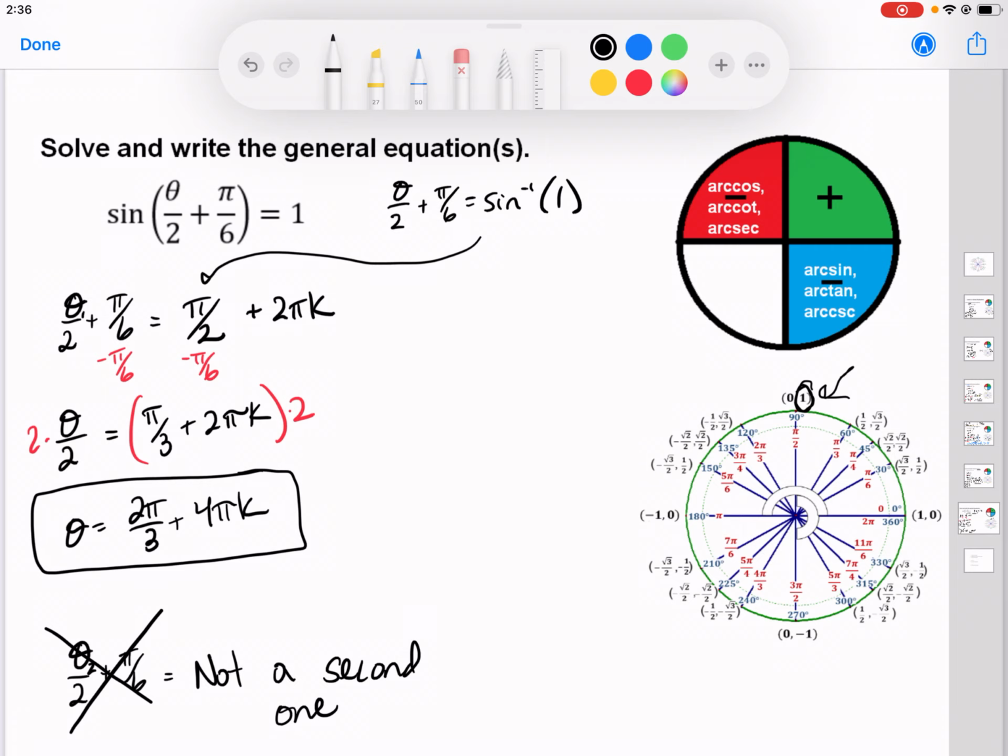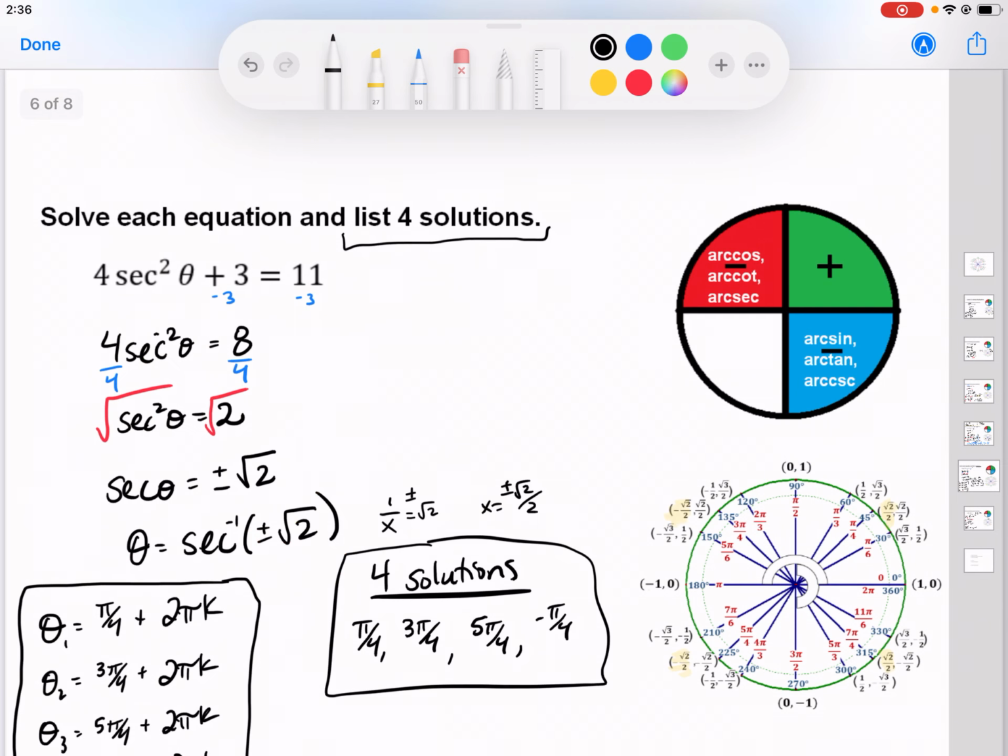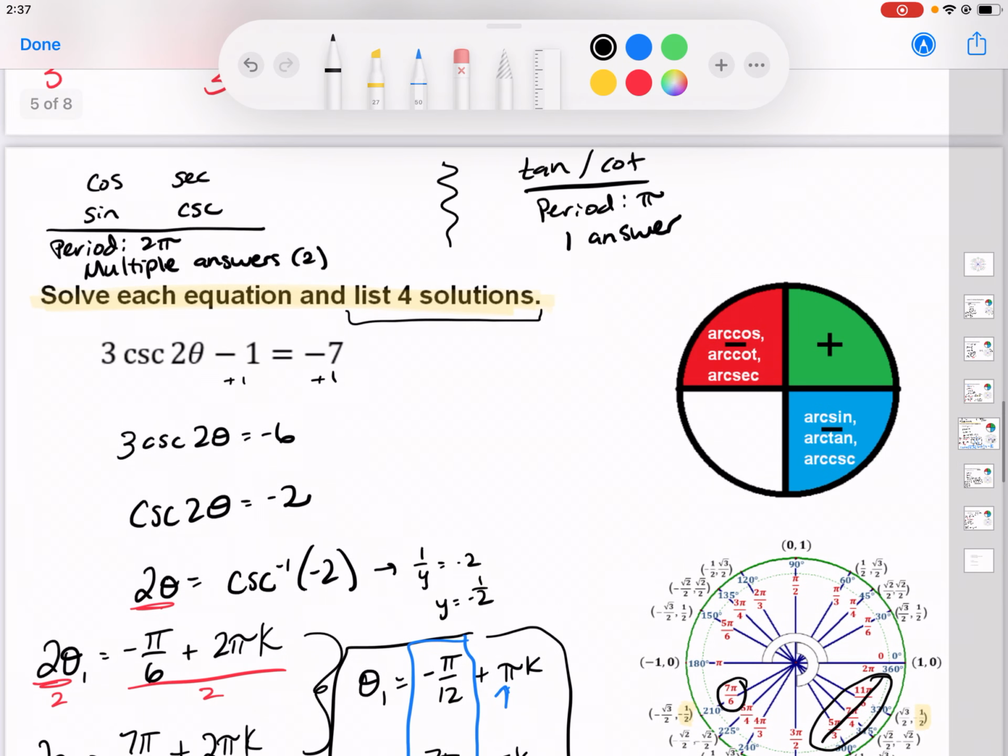So to sum up, sine, cosine, secant, and cosecant all have a period of 2 pi, and you will have multiple answers, usually at least 2. But sometimes it's just 1, like that last problem. Tangent and cotangent have a period of pi, and there's only 1 answer at the end. And that is that.